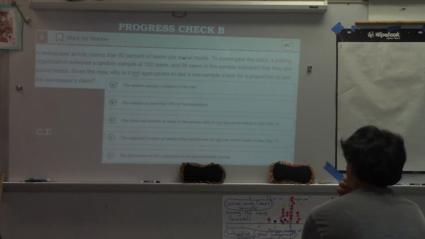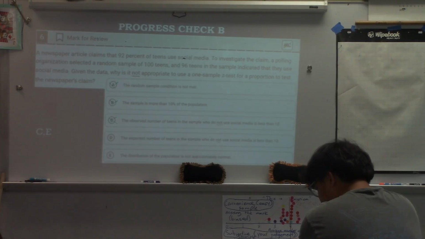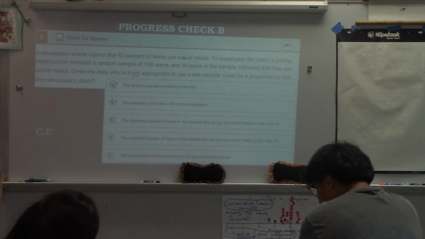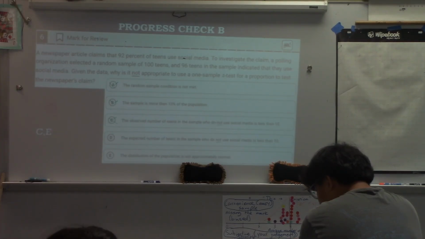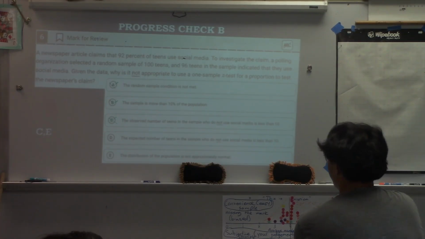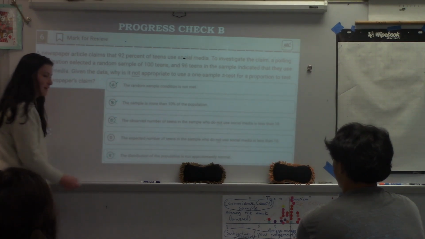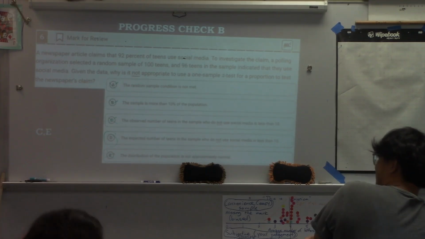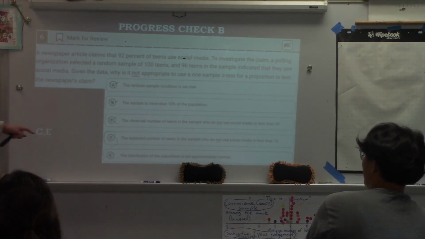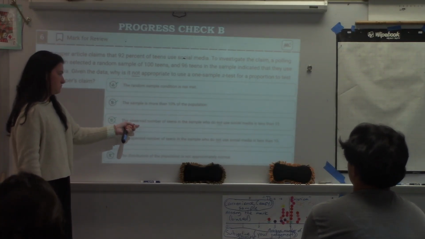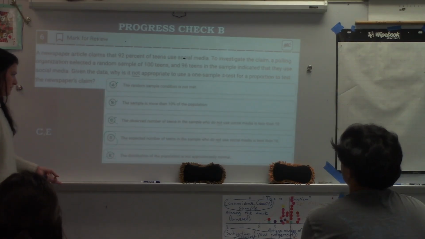C and E were the most common distractors, leaving us with which answer? D. The expected number of teens in the sample who do not use social media is less than 10. Oh, I read this one wrong. There is no observed.